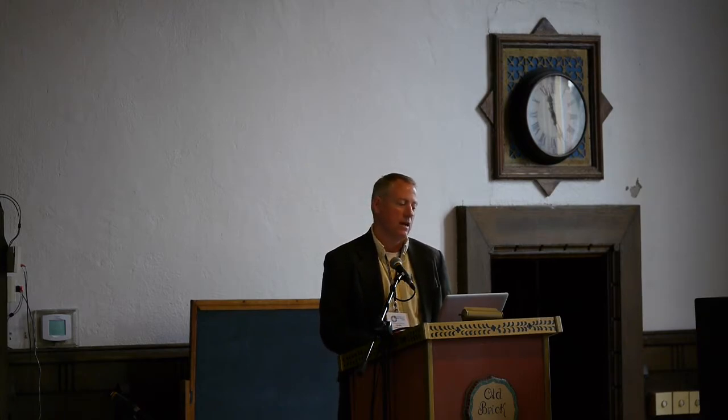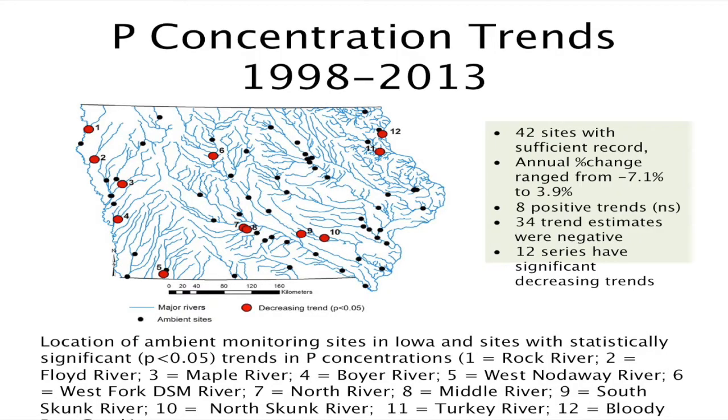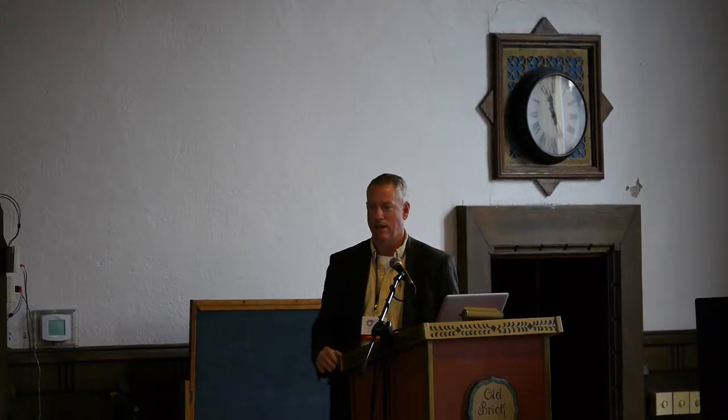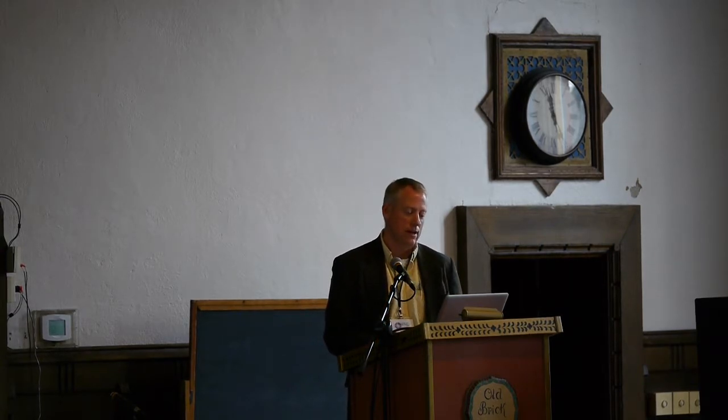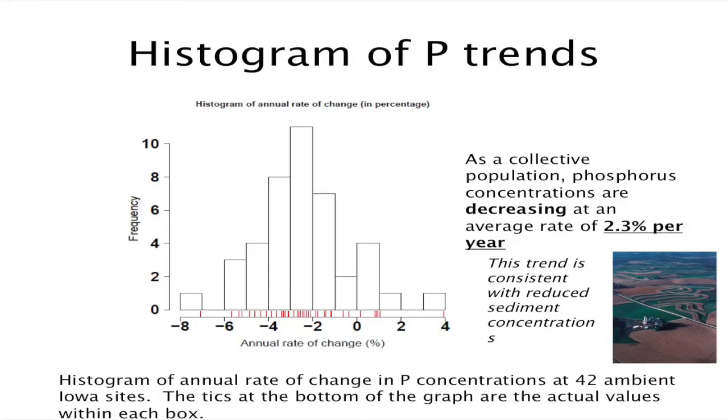Phosphorus concentrations tell a different story. Concentrations are actually decreasing in phosphorus. Believe me, there's some interesting methodology to get to this point, because phosphorus is a very different animal than nitrate, but we looked at 42 different sites. Most of them showed decreasing trends, and 12 were significantly decreasing. If you look at the histogram of all the trends, again, most of them, those little tick marks down below, are on the negative side of zero.